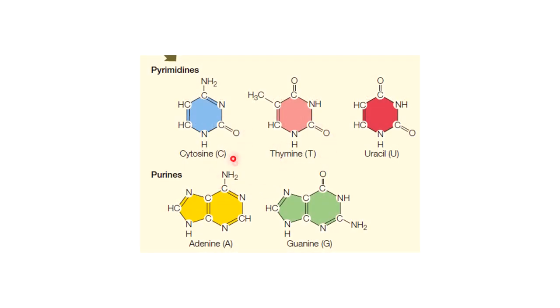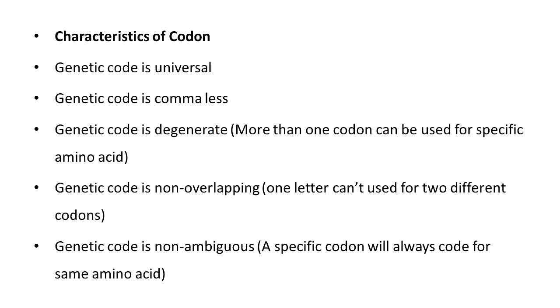So I already explained about these nitrogenous bases which are present in DNA or RNA. Now, a very important point about the codon, that is, the characteristics of the codon. One by one we will learn about the different characteristics shown by the codon. So the first one is that the genetic code is universal.